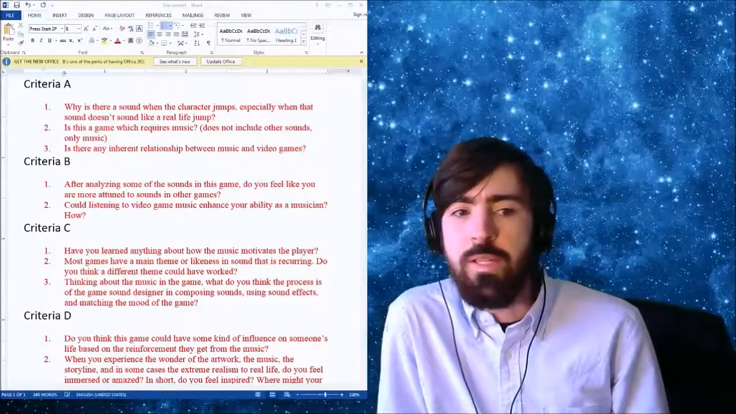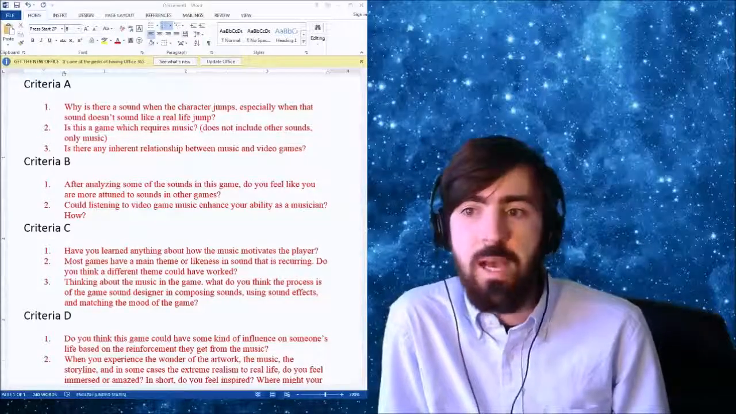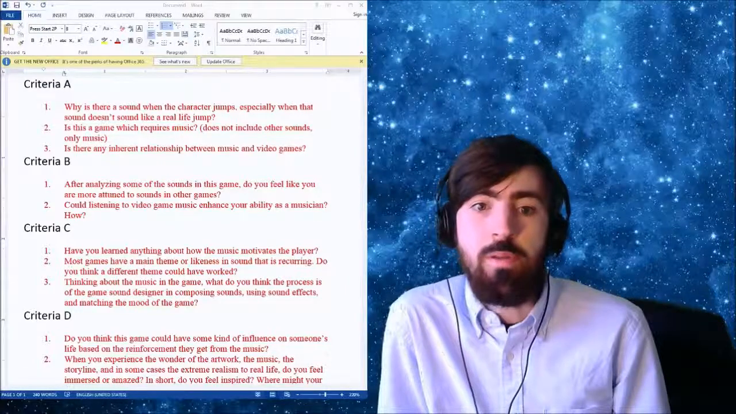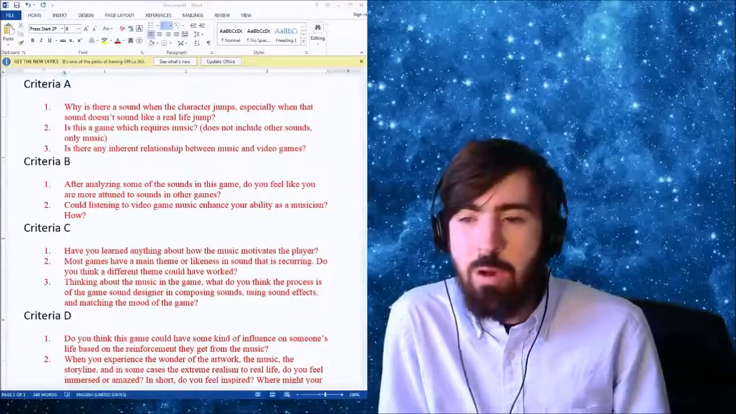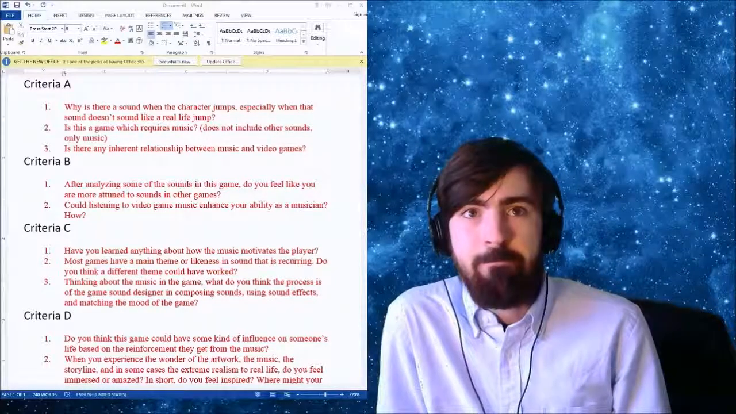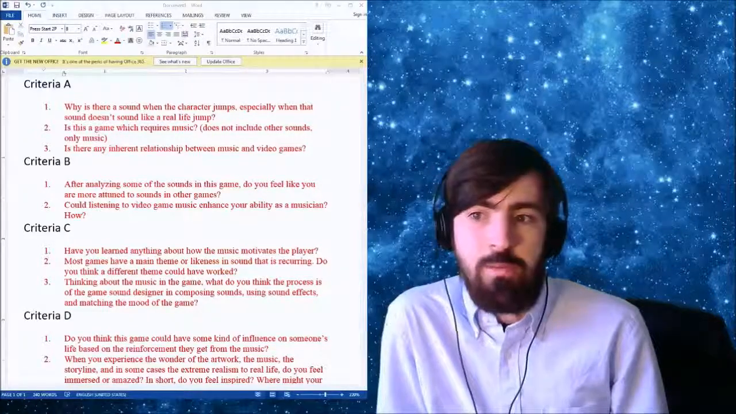Number 2, is this a game which requires music? Yes, it definitely is. And it's exactly for the reason that I just said. It says does not include other sounds, just music. Can it get away without music? I don't really think so.